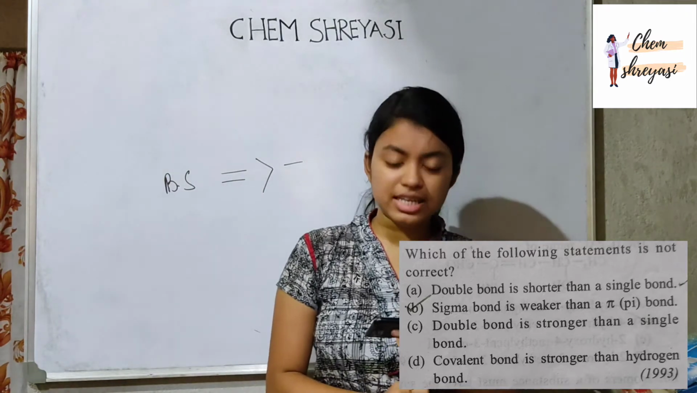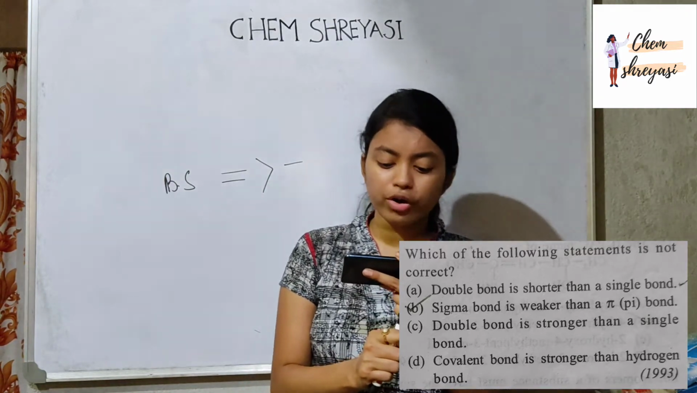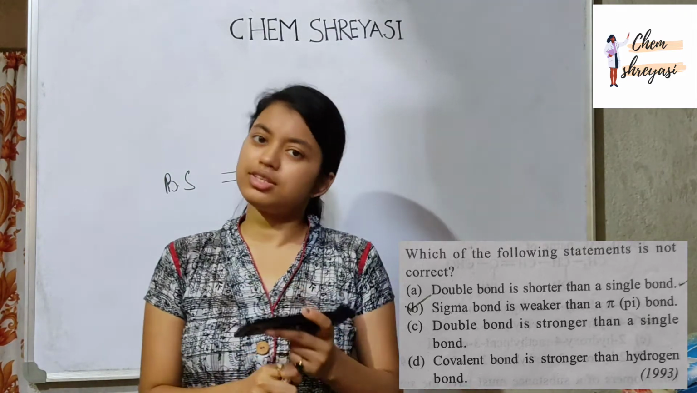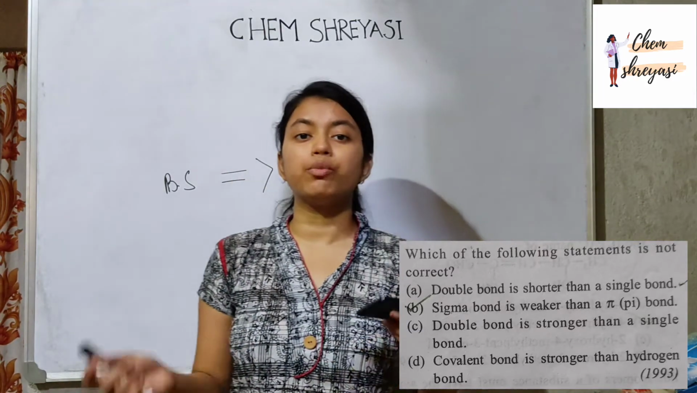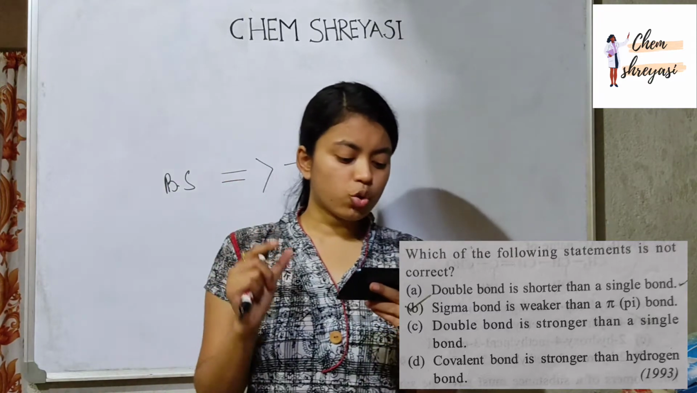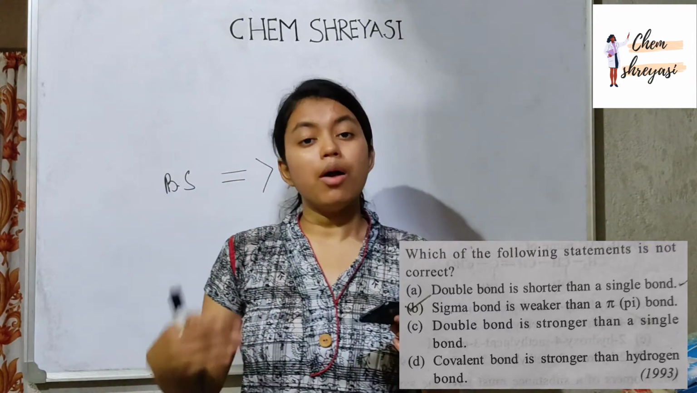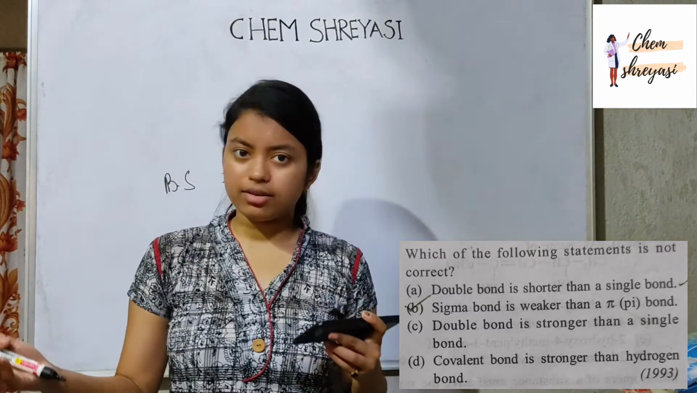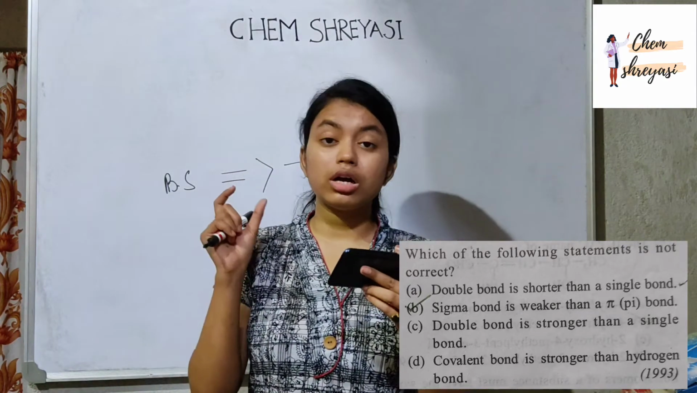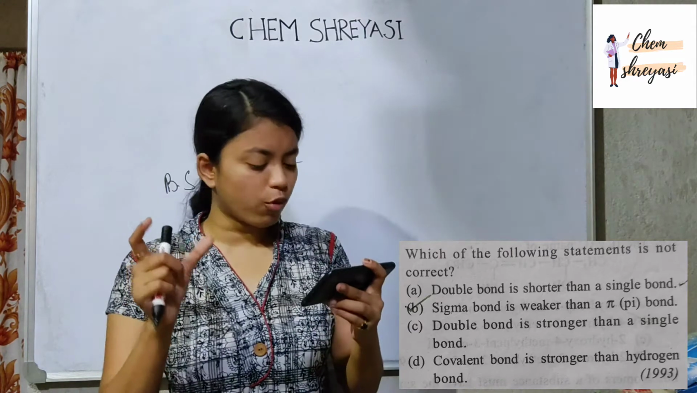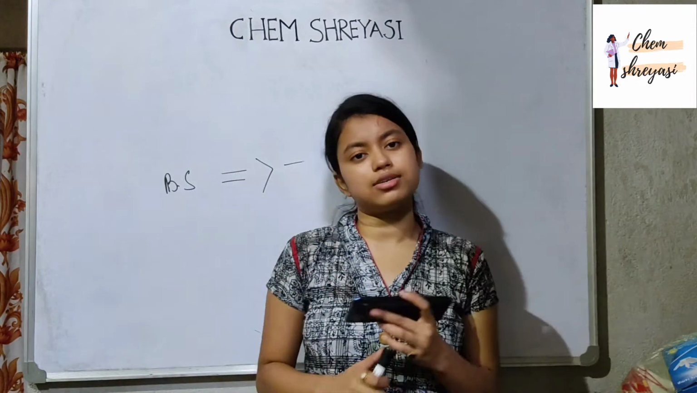Now moving to option D, it says a covalent bond is stronger than a hydrogen bond. Of course, it's a right statement. A covalent bond is made by mutual sharing of electrons. So, a covalent bond is definitely much stronger than any hydrogen bond. So, option B is the incorrect statement among these 4 options. So, option B is the right answer.